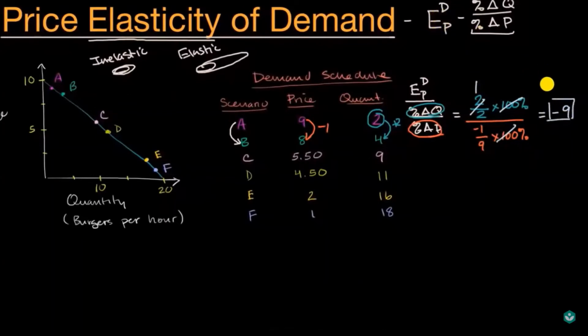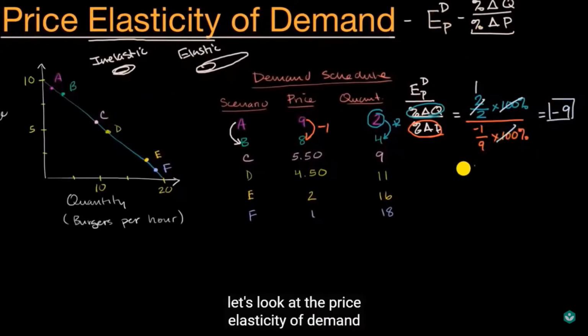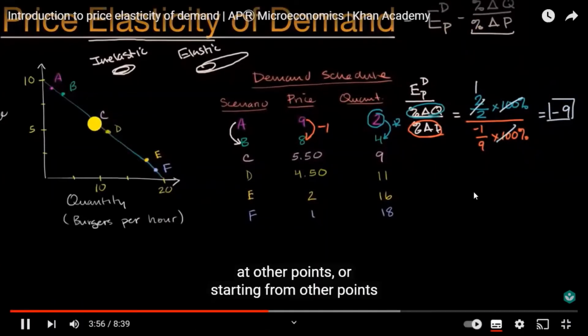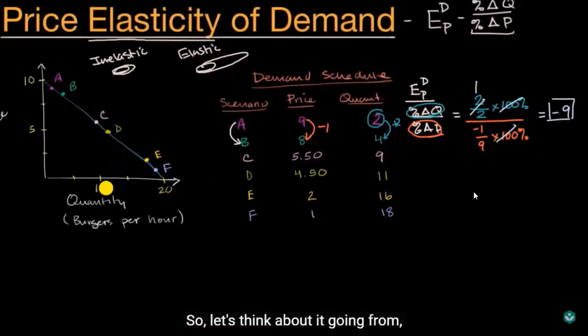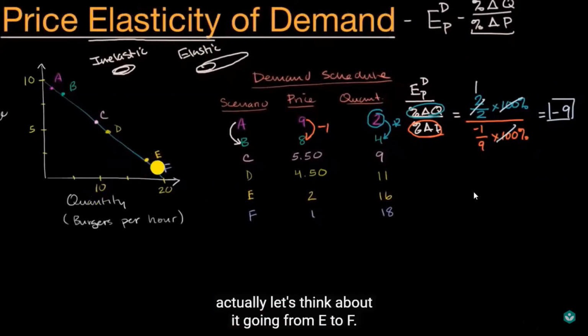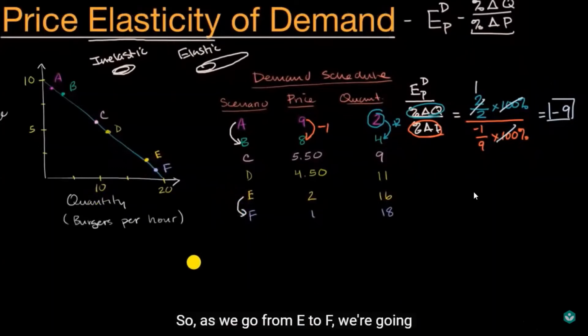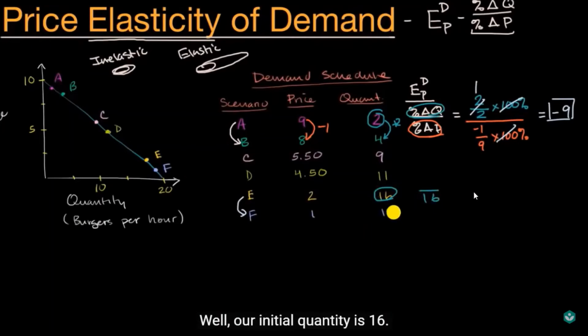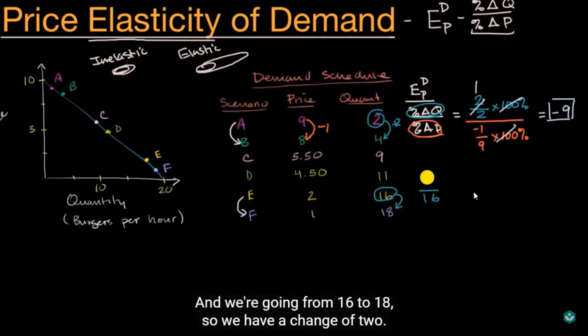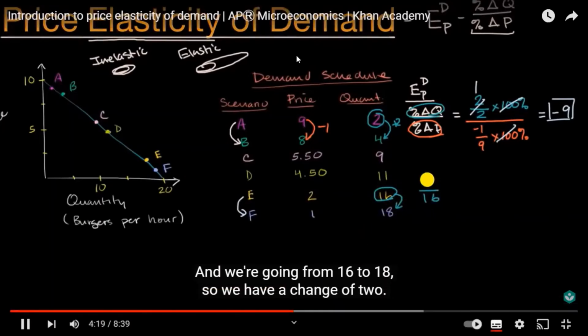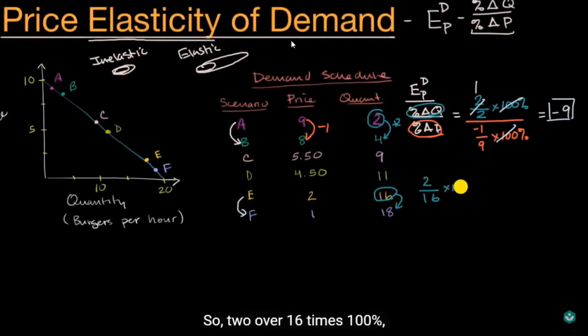So before I interpret that more, let's look at the price elasticity of demand at other points, or starting from other points to other points on this curve. So let's think about it going from E to F. As we go from E to F, we're going to do the same exact exercise. What is our percent change in quantity? Well, our initial quantity is 16, and we're going from 16 to 18. So we have a change of 2. So 2 over 16 times 100%, that is our percent change in quantity.